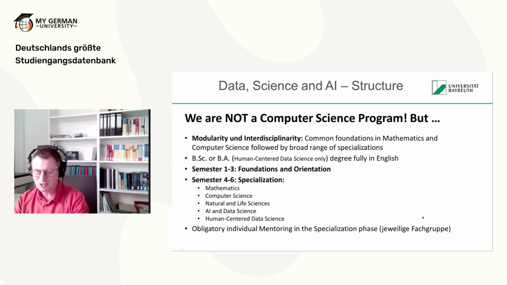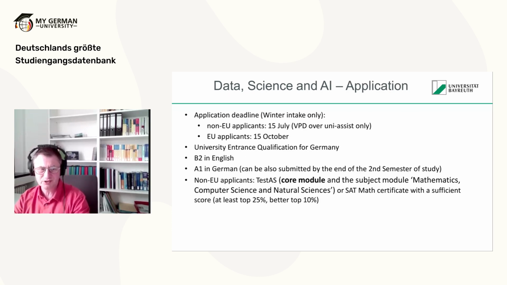The program is a 6-semester bachelor program. The first 3 semesters are foundations and orientation. I will go into a bit more detail afterwards. And semesters 4 to 6 are specialization. Currently we offer 5 specializations: mathematics, computer science, natural life sciences, AI and data science, and human-centered data science. And within the specialization phase, everybody is accompanied individually by a mentor from a corresponding area of the science or the corresponding department.